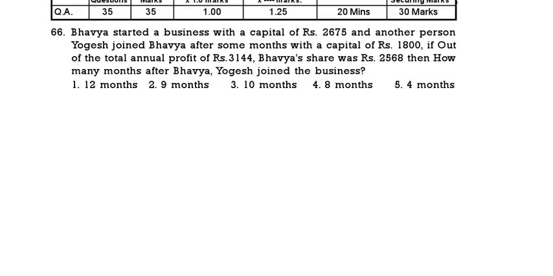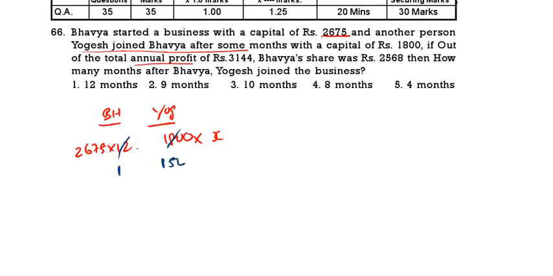See here, there are two persons, Bhavya and Yogesh. Bhavya started with 2675 and they are sharing after annual, meaning 12 months. Another person, Yogesh, joined Bhavya after some months, that means he is keeping the capital for x months and he is joining with 1800. Now if you simplify this, 12 ones are 12, 12 ones 150, so it is 2675 by 150x.